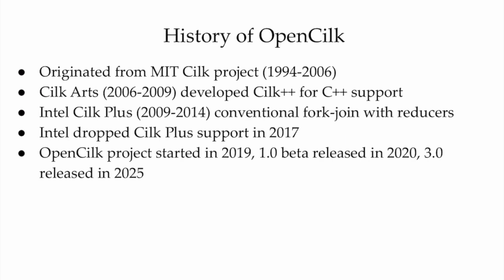And for a really brief history on how this programming language came to be, it started as an MIT project and then added C++ support. It was originally just for C. Intel acquired it and supported it for a while, but then ended up dropping Cilk Plus support in 2017. In response, the community initiated OpenCilk as a fully open source continuation. And version 3.0 of that was just released last month this year.